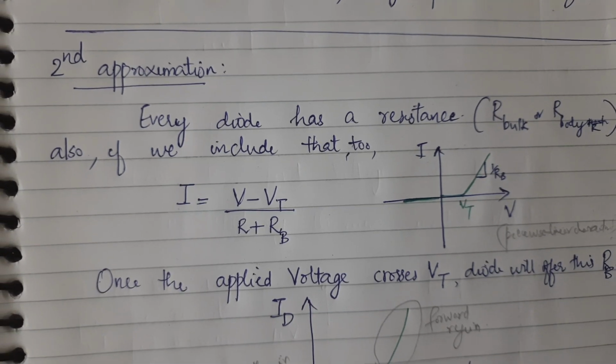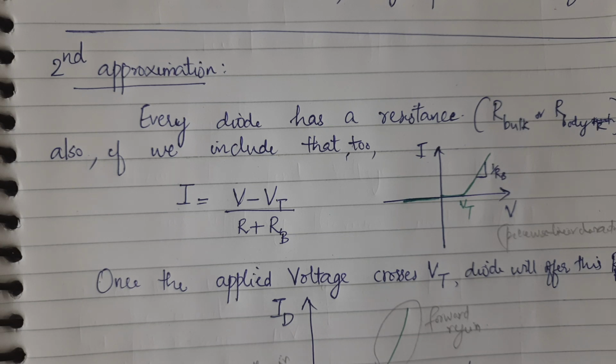Then we can go to the second approximation. In the first approximation, first we took the case of an ideal diode, and then we assumed that every diode has a particular threshold voltage. We have to apply a voltage above the threshold voltage for that particular diode to conduct. In the second approximation, we see that every diode has a resistance. In the first approximation it was threshold voltage. Here we say it has a resistance called the bulk resistance or the body resistance.